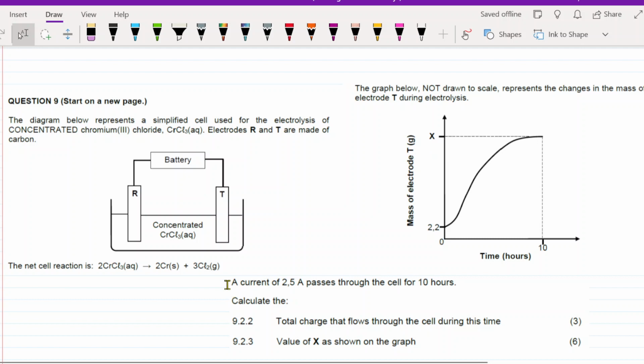Now the statement says a current of 2.5 amps passed through the cell for 10 hours. Calculate, number 1, the total charge that flows through the cell during this time. Number 2, the value of x as shown on the graph. This is a total of 9 marks. So we need first to find the amount of charge that flowed through the cell, and then we find the amount of mass that was deposited. I'm going to make one calculation for all of this. So I want you now to listen very carefully.